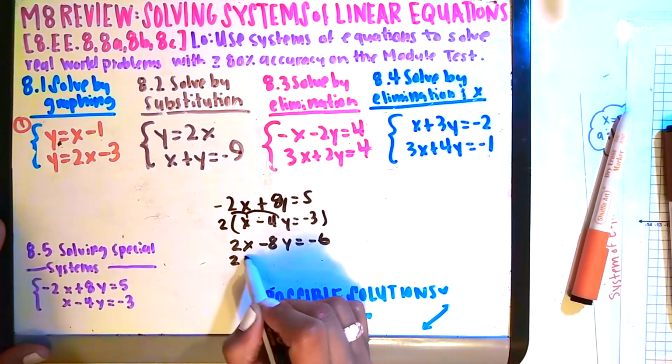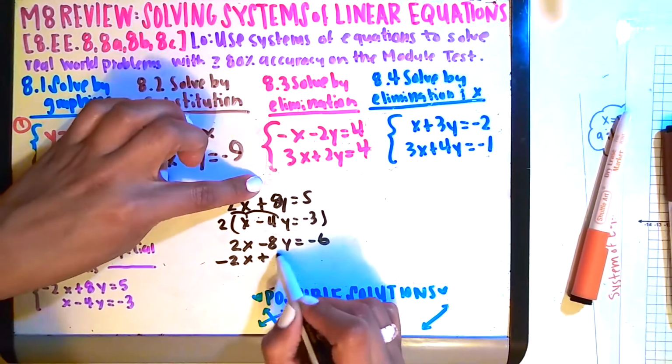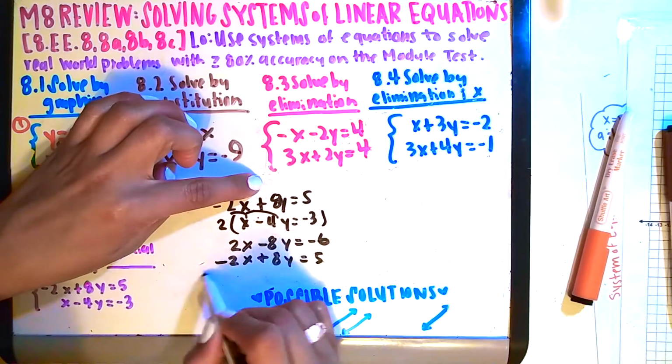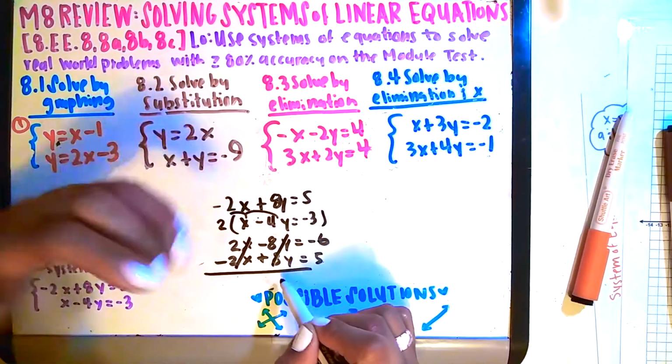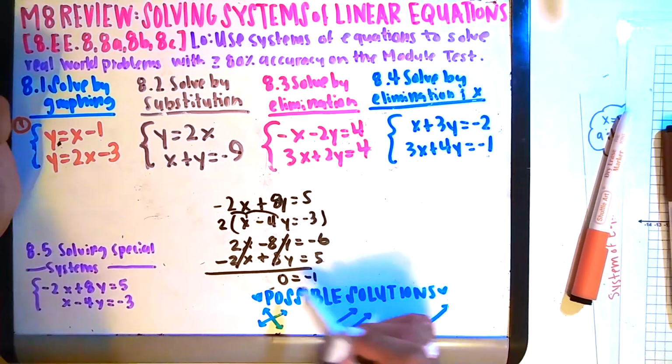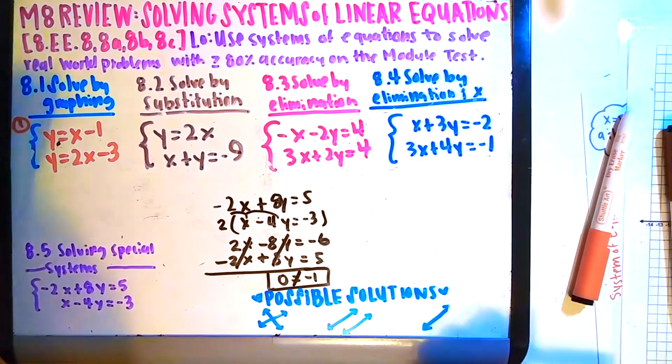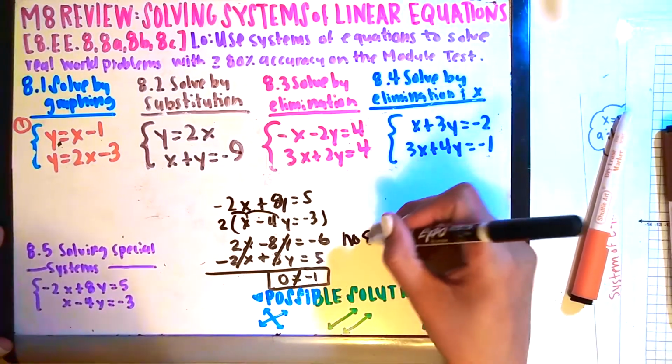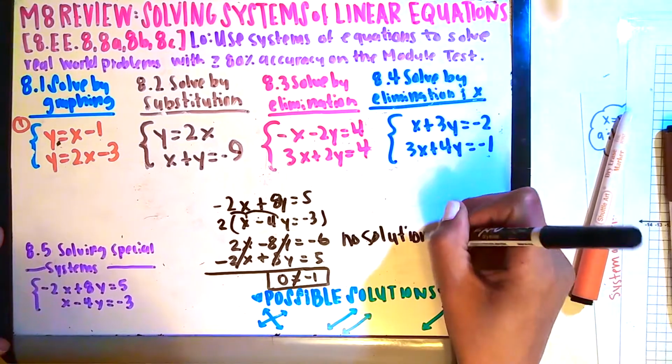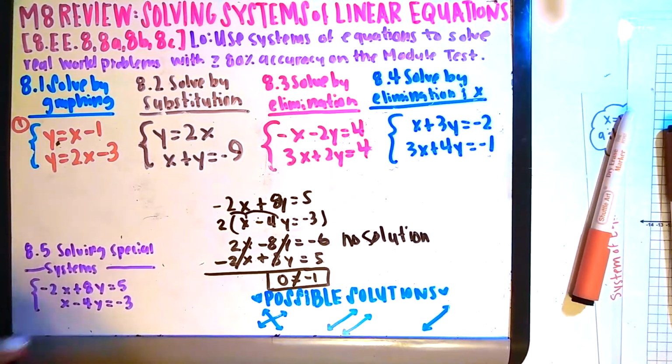And then I can bring this down here. So then that cancels out. That cancels out. That means that is 0 equals negative 1. Is that true? The answer is no, that's not true. So therefore, this one has no solution. Okay, that means that they're going to be parallel lines. Okay, let me give you one to do for this one.